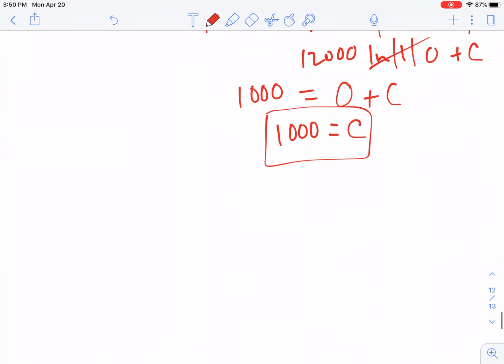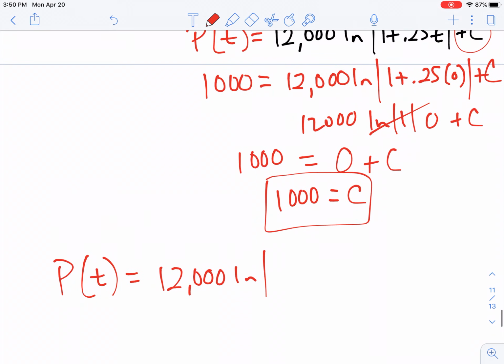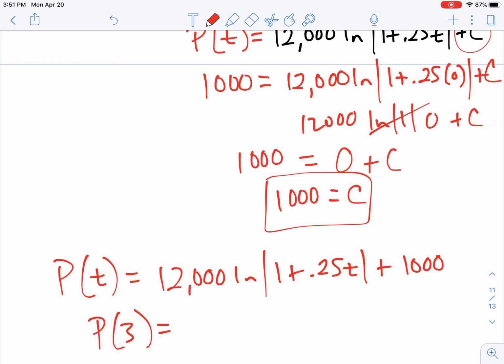equals 3 days. So if p of t equals this whole 12,000 ln of 1 plus 0.25t plus 1,000, it wants us to figure out when t is equal to 3. So p of 3 equals, just plug a 3 in, and plug it in the calculator and get your answer. So ln of 1 plus 0.25 times 3 times 12,000 plus 1,000.